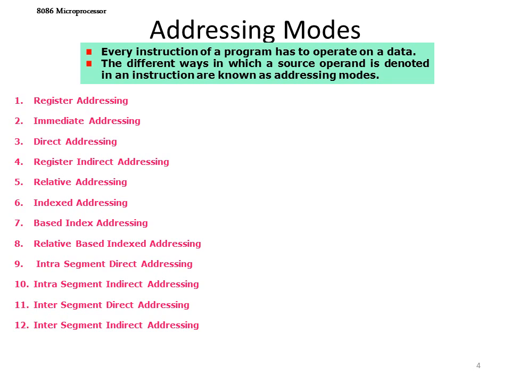Register addressing, immediate addressing, direct addressing, register indirect addressing, based addressing, indexed addressing, based index addressing, relative based index addressing, and coming to control transfer: intra-segment direct, intra-segment indirect, inter-segment direct, and inter-segment indirect. These are the 14 addressing modes which come under 2 types of instructions.